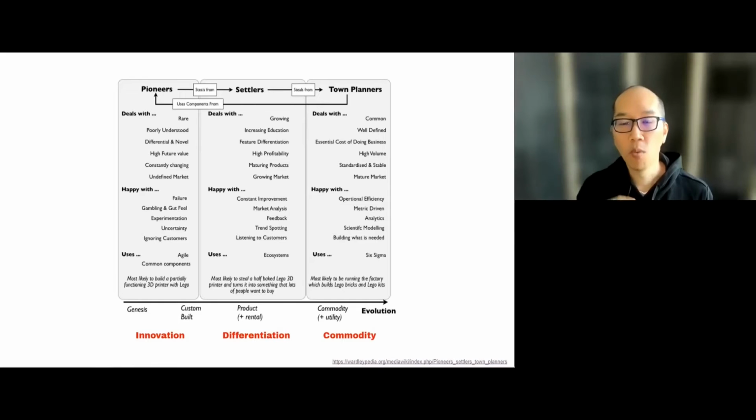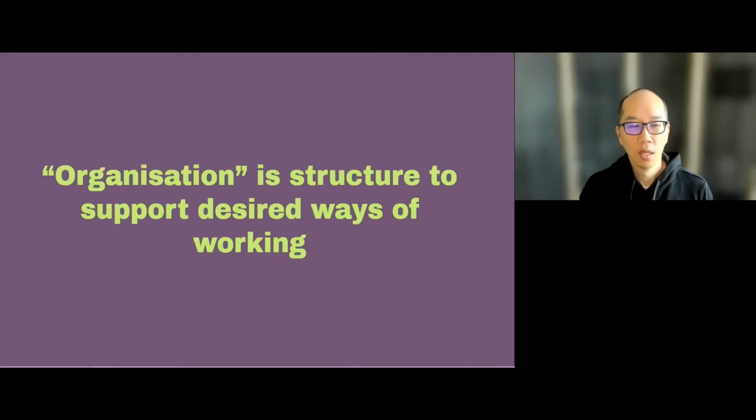Okay, definitely you don't want to change the ways of working for a product capability based on individual preferences. You want to do that based on where it's at in the life cycle, but the point here is just to acknowledge that you have to take individual preferences into account. Okay, the final part of BAPO is organization. So this is structure to support desired ways of working.